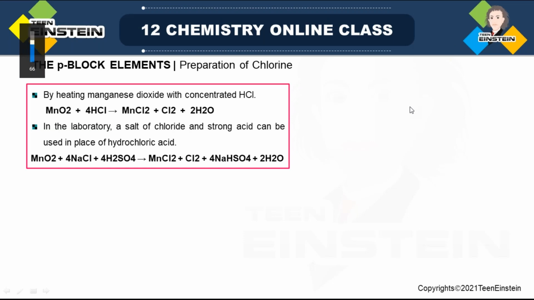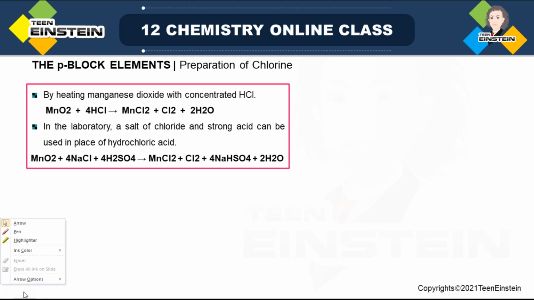Hello everyone. Last day we started group 17. After this there will be group 18, but some portion is left. Today we will start with preparation of chlorine, then properties of chlorine. After that, another important compound of chlorine, which is HCl. How to make HCl, what are the chemical properties and what are the applications of HCl, that we will see, and some related problems. And after that there will be a discussion about group 18.